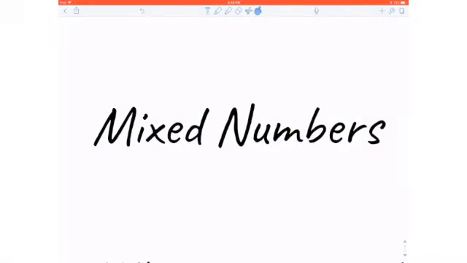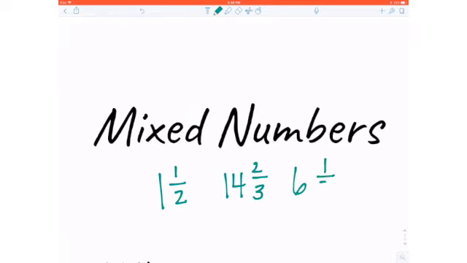Here we go. Mixed numbers. What is a mixed number? You've seen mixed numbers before. Mixed numbers are something like 1 and 1/2, 14 and 2/3, 6 and 1/3. Okay? A mixed number has a whole number and a fraction. A whole number and a fraction, a whole number and a fraction. They are together. Okay?